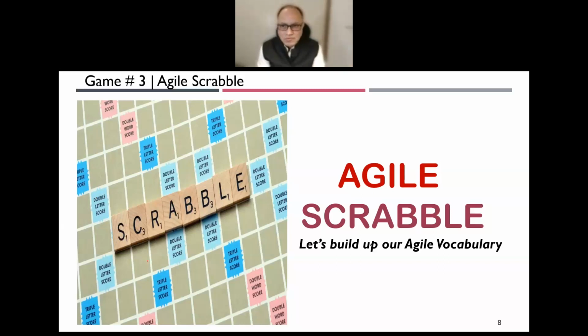Now, Scrabble, those of you who are Scrabble aficionados would know this. Scrabble is a game which has 100 letters in it. So there are 100 tiles, and from those 100 tiles we have to build a vocabulary. We have to build a word list out of those 100 tiles.